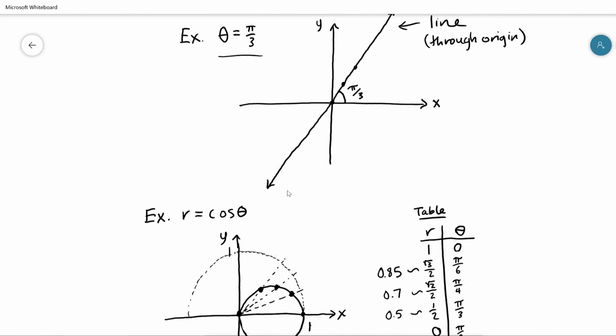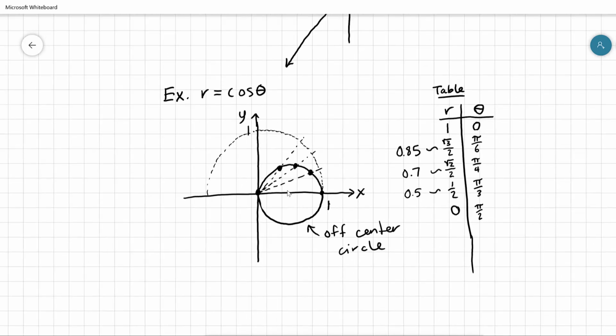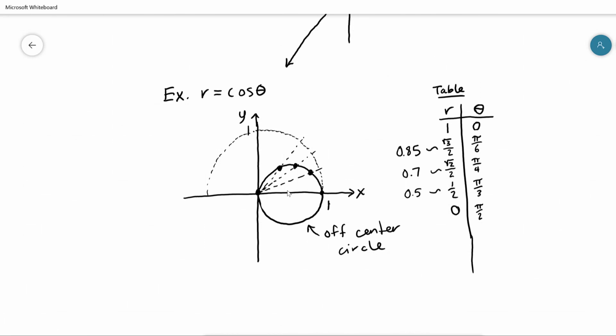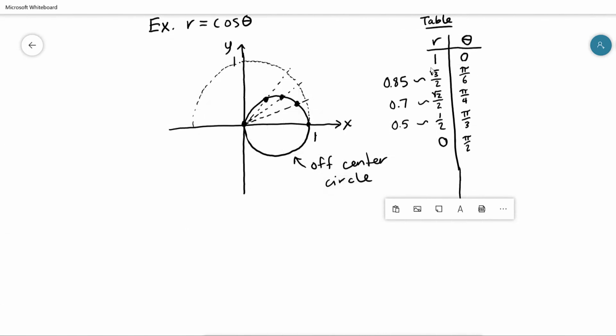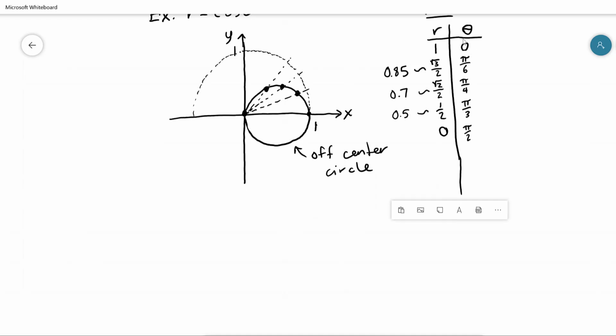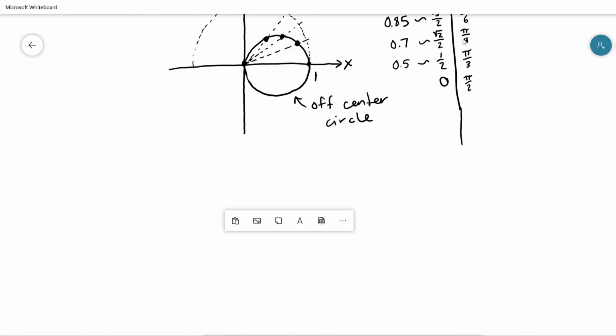And now we've got an off-centered circle. The table that we used can be a little bit clunky, so in my opinion, a better way to think about this is, instead of using a table, to actually do a graph of r equals cosine theta in our theta space. So let me show you what I mean by that. An alternative approach to this one, a better approach, in my opinion.